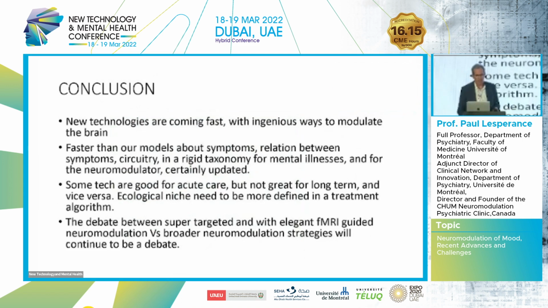So in conclusion, new technologies are coming fast with ingenious ways to modulate the brain, faster than our models about symptoms, relation between symptoms, circuitry, and a quite rigid taxonomy of mental illnesses. And for neuromodulation, it needs to be updated. We need a new taxonomy to guide us to see results. Some tech are good for acute care, but not great for long-term care, and maybe vice versa. And every technology will need to find its ecological niche. Where does it fit in the trajectory of a patient? And the debate between super targeted, fMRI-guided versus broader neuromodulation strategies will continue to be a debate in the future, I believe. Thank you very much.